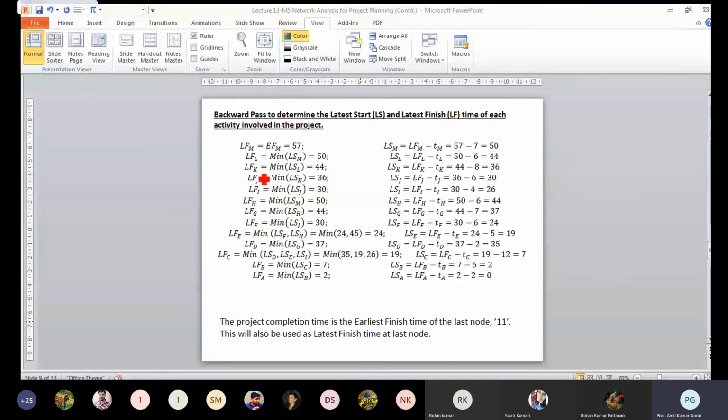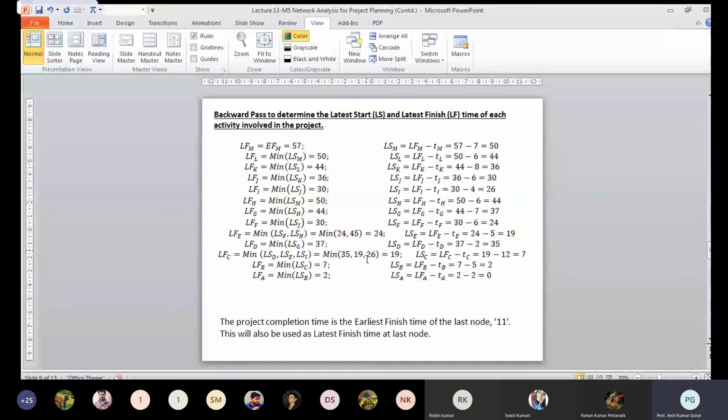And if there are multiple ones, suppose activity C, as I already mentioned, it is followed by three activities D, E, and I. So the latest start of D, latest start of E, and latest start of I is 35, 19, and 26. The minimum of these will be the late finish of activity C. Accordingly, we calculate late start and late finish for each activity, and we can calculate the critical path, the critical tasks, and the normal project completion time.